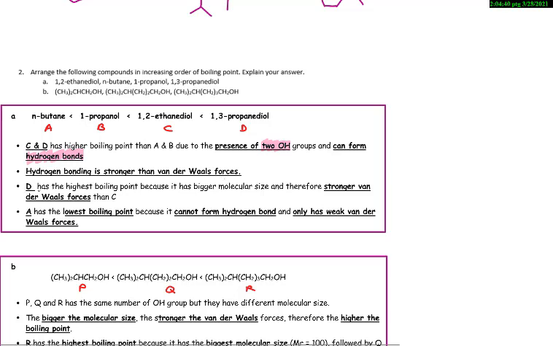Structure D has the highest boiling point because it has the biggest molecular size and therefore stronger van der Waals forces compared to C. And last one, we explain between A and B. So we want to explain about A. A has the lowest boiling point because there is no hydrogen bonding or no OH group, and it only has weak van der Waals forces.